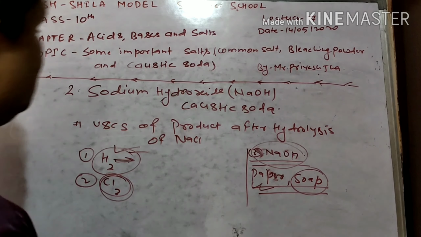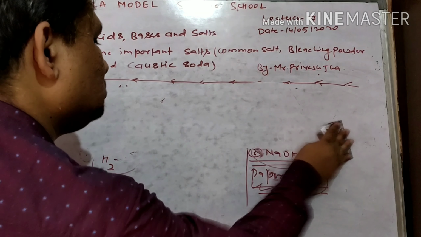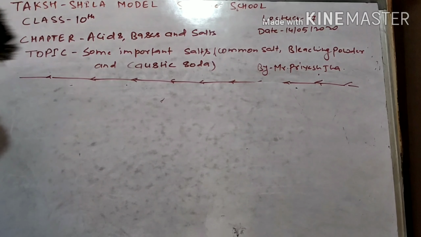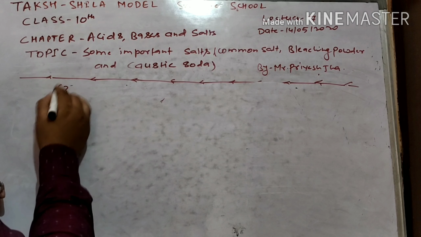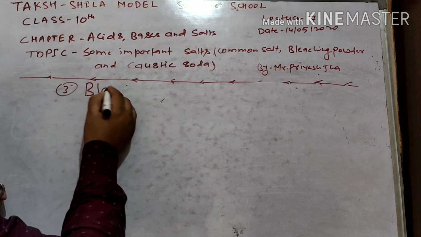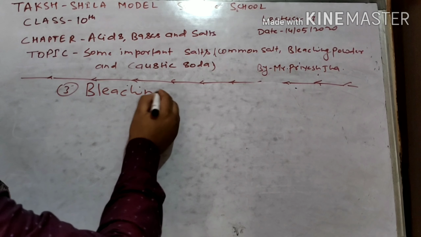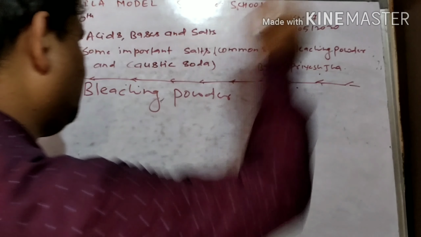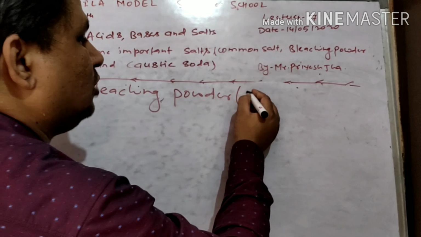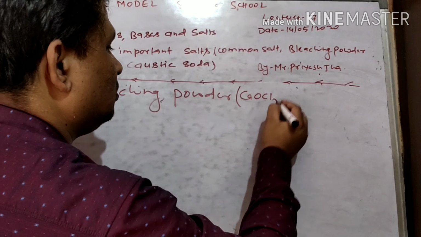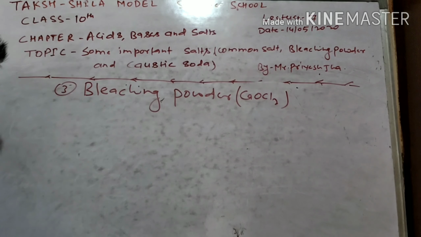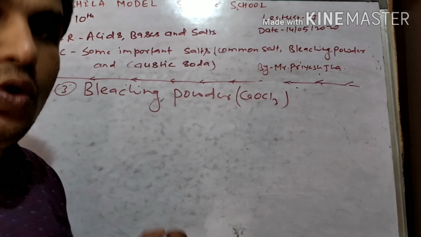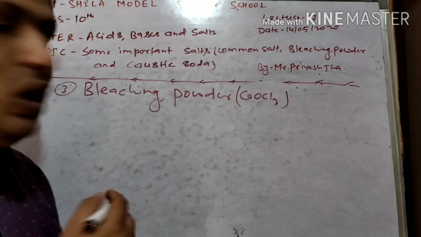And the next one is bleaching powder, and it is the last topic for today. So the third one is bleaching powder, having chemical formula CaOCl2, and it is also known as oxychloride and chloride of oxygen.